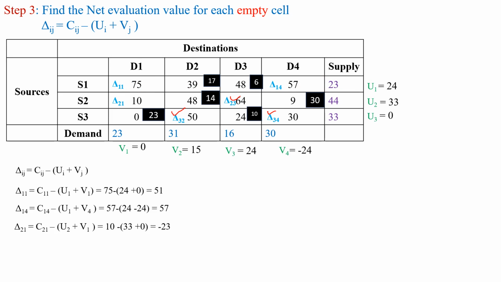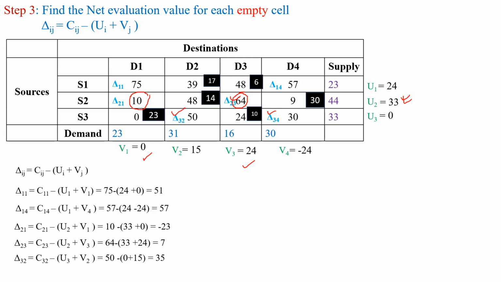So next we have to determine delta 21. So delta 21 equals C21 minus of u2 plus v1. So here we know the C21 value is 10 and u2 value is 33 and v1 value is 0. Then substitute here, the delta value we will get is minus 23. Next delta 23. So delta 23 is equal to C23 minus of u2 plus v3. Here C23 value is 64 and u2 value is 33 and v3 value is 24. Then substitute, we will get the delta value is 7.